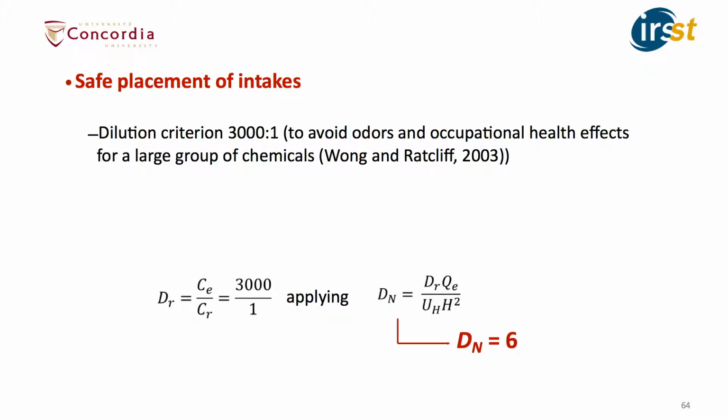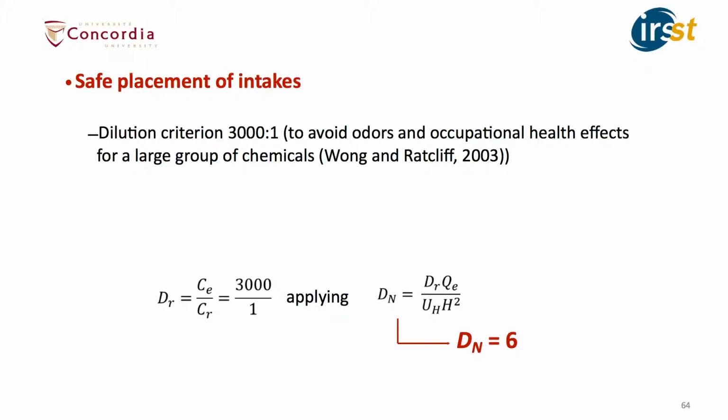Well, again, engineering always has to find solutions, cut corners, we call it, and so on. And this is a very valuable criterion which is being used today: if you want to avoid odors and occupational health effects for a large group of chemicals, we go to a large group of those and we say, okay, assuming that you don't have only one very critical one, then what you're going to do here, and this is what experience has shown, is that this is a very good number for the dilution. So if you take that and you normalize the values, you end up with Dn equal to 6.